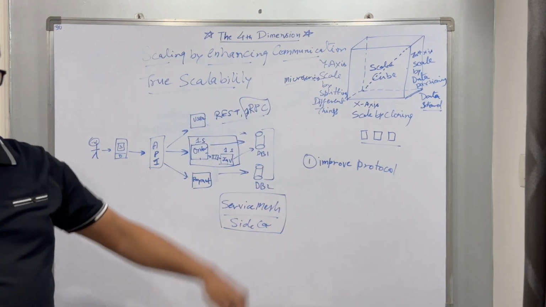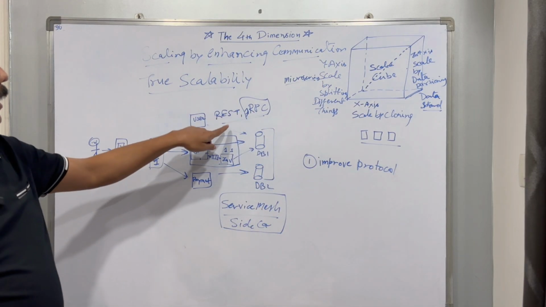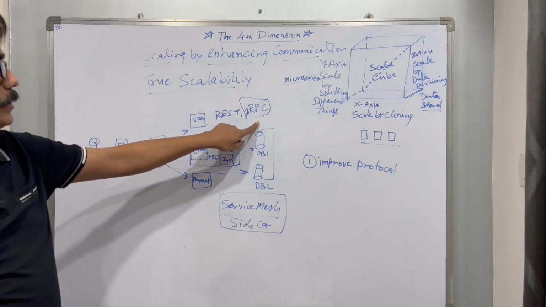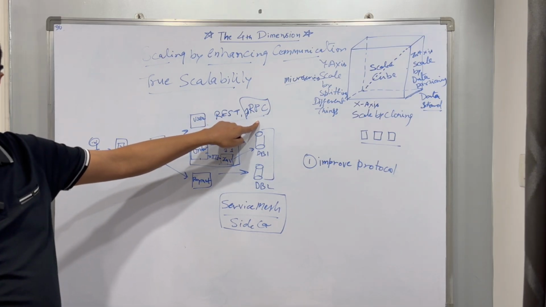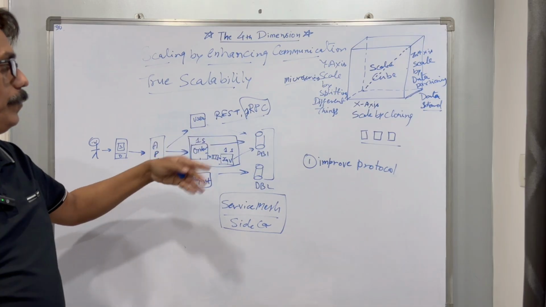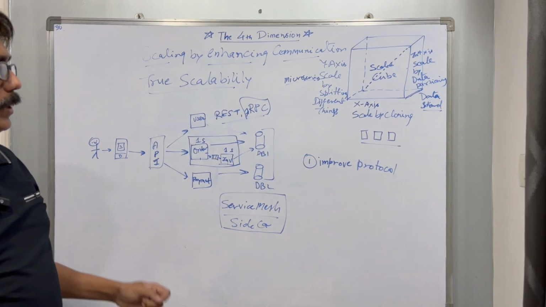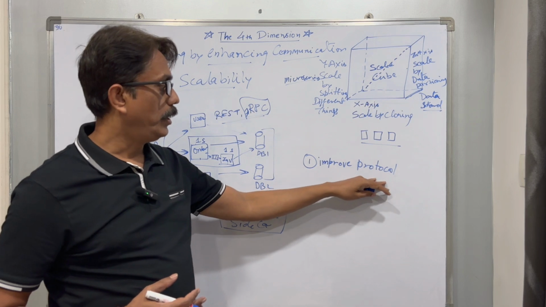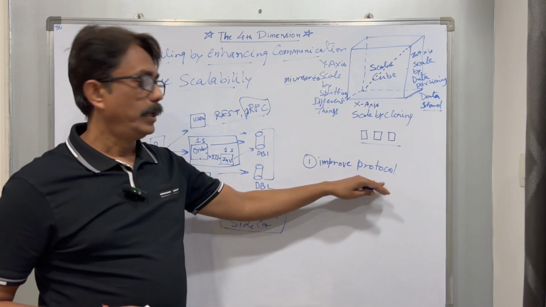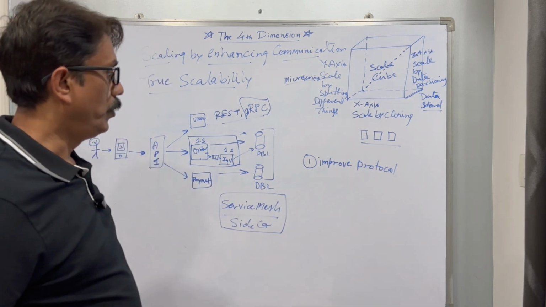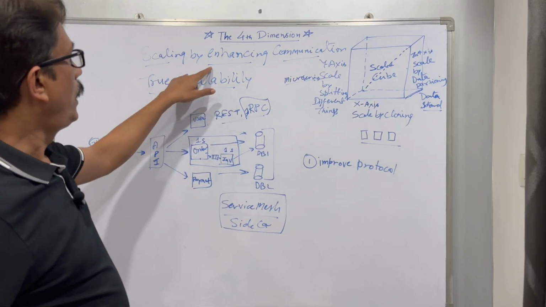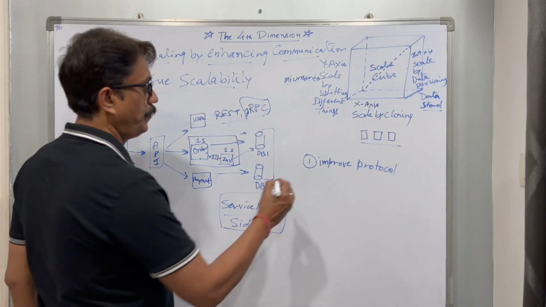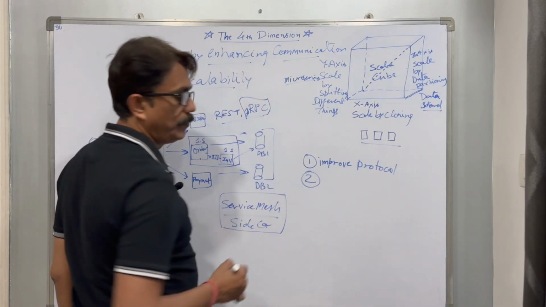So we can improve the protocol. Like here I said, in place of REST we can go with gRPC, or in place of HTTP we can go with TCP/IP. So we can improve the protocol based on the scenario to have better communication for scalability.